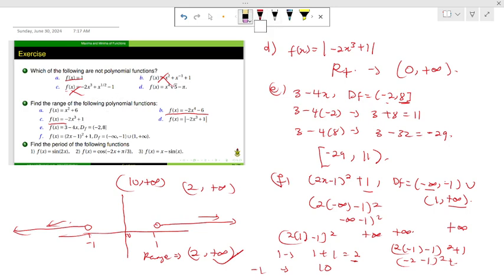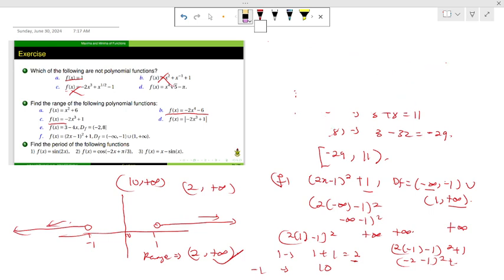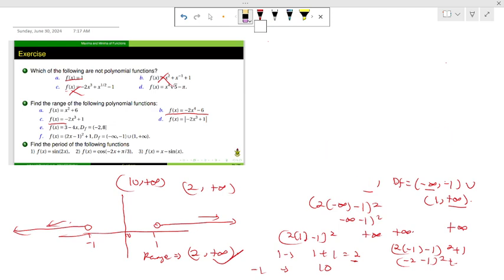Let's tackle the last aspect of this section, and that is finding the period of a periodic function, right? Now, first of all, what's a periodic function? What do you mean by a function is periodic? A periodic function is cyclic in nature. We call it cyclostationary. It's actually a stationary function, just that it goes and comes back to where it is.